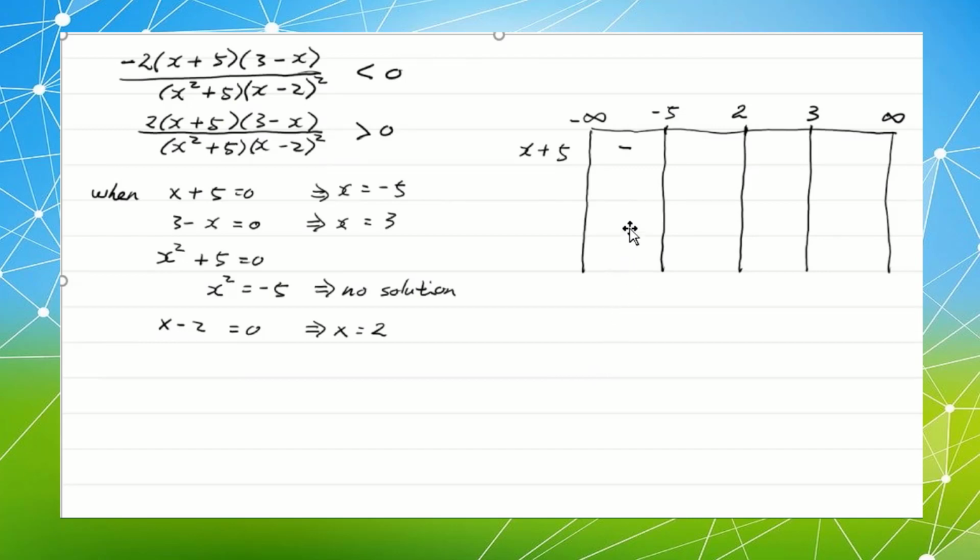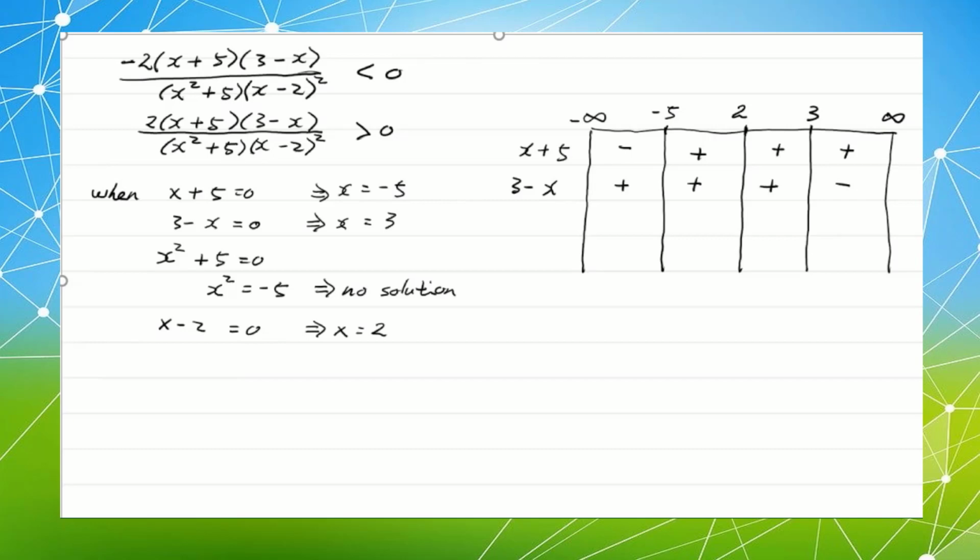So first we try to test x plus 5. For x less than negative 5, it is negative. For x in between negative 5 to 2, positive. 2 to 3, positive, and greater than 3, positive. Then for the factor 3 minus x, less than negative 5, it is positive. Negative 5 to 2, it is positive. 2 to 3, positive, and greater than 3, negative.